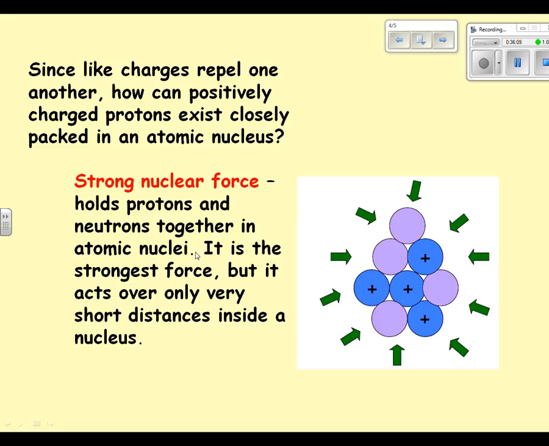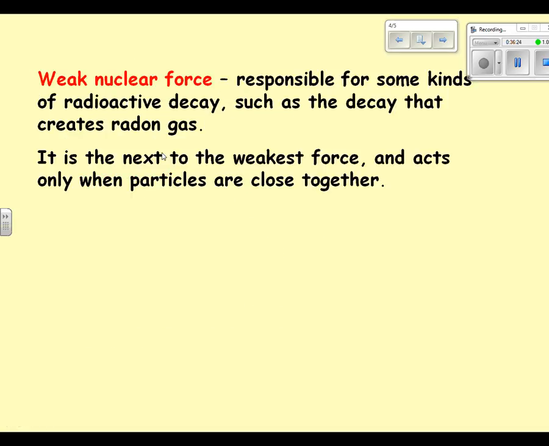The strong nuclear force holds protons and neutrons together in the atomic nuclei. It is the strongest of all forces, hence the name strong nuclear force. It acts only over extremely short distances, so small you can't even really realize it. Okay, there's one last one. It is called the weak nuclear force.